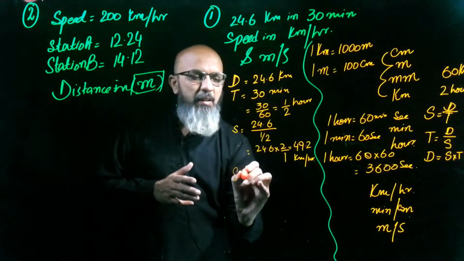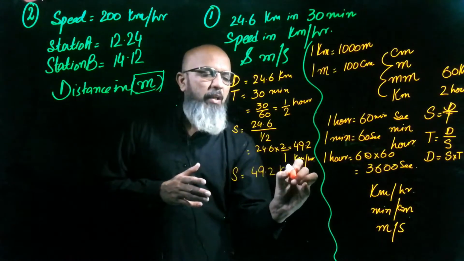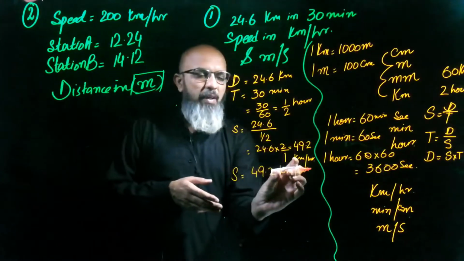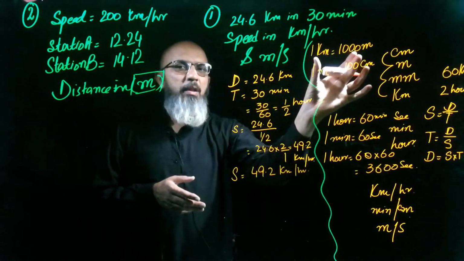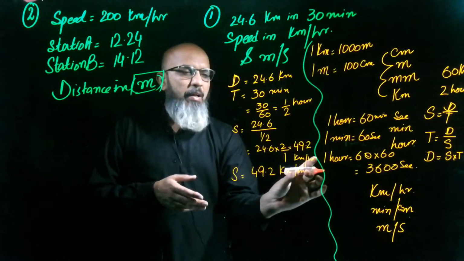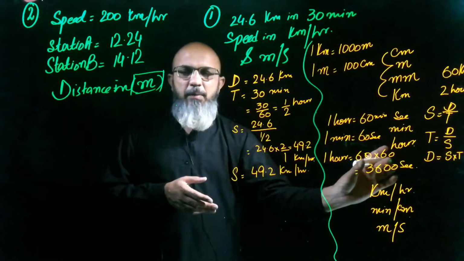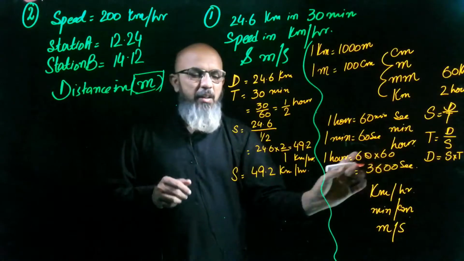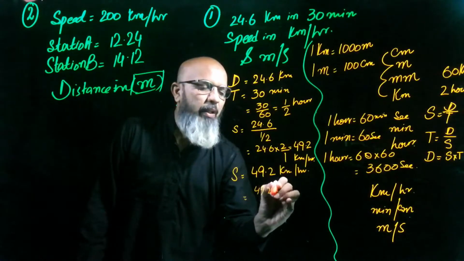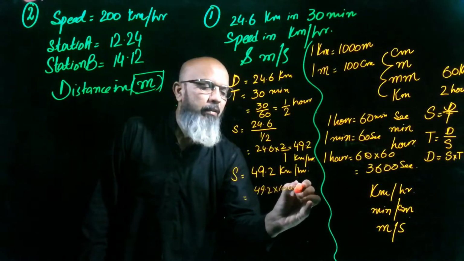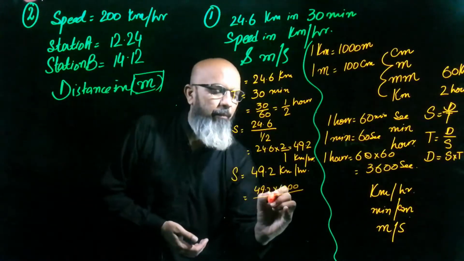Your speed is 49.2 kilometer per hour. So how do you convert this kilometer into meters? That is 1 kilometer is equal to 1000. And how many seconds in 1 hour? That is 60 multiplied by 60, right? So you have to multiply it with 1000 and divide by 60 into 60.